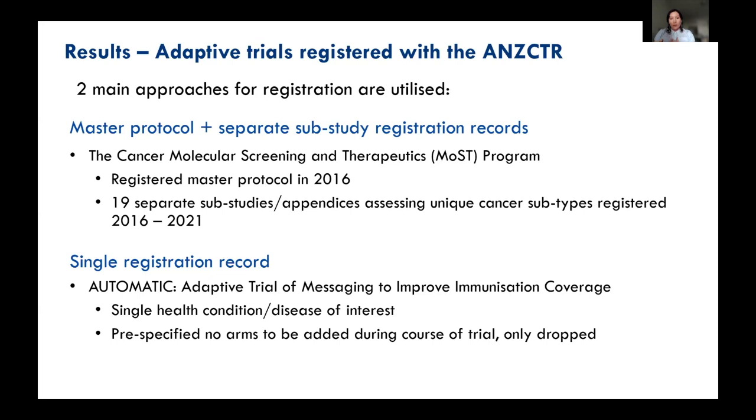Over the course of the study, they would conduct interim reviews to remove arms, but they weren't going to add any more additional arms throughout the study. So after discussion with the researchers, we felt that this was going to be the most appropriate to register in a single record.